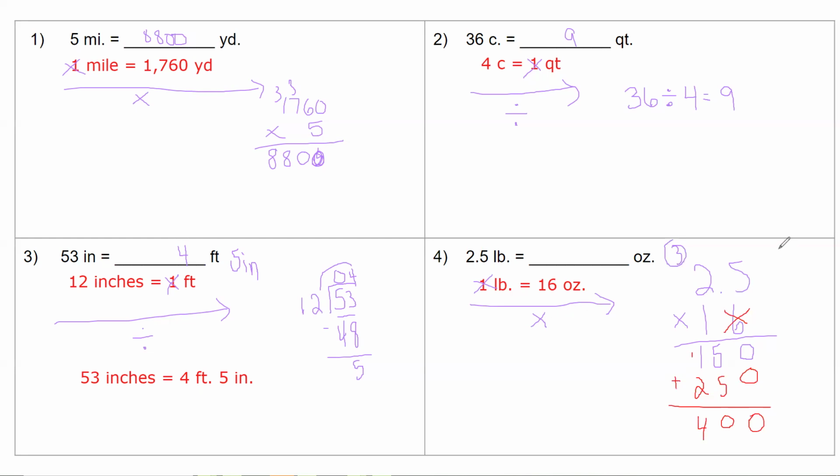2 and 5/10 is about 3. 16 is about 20. 3 times 20 is about 60. Where I'm going to put the decimal there to get to about 60. This is as close as I can get it. So 2 and 5/10 pounds is the same thing as 40 ounces.